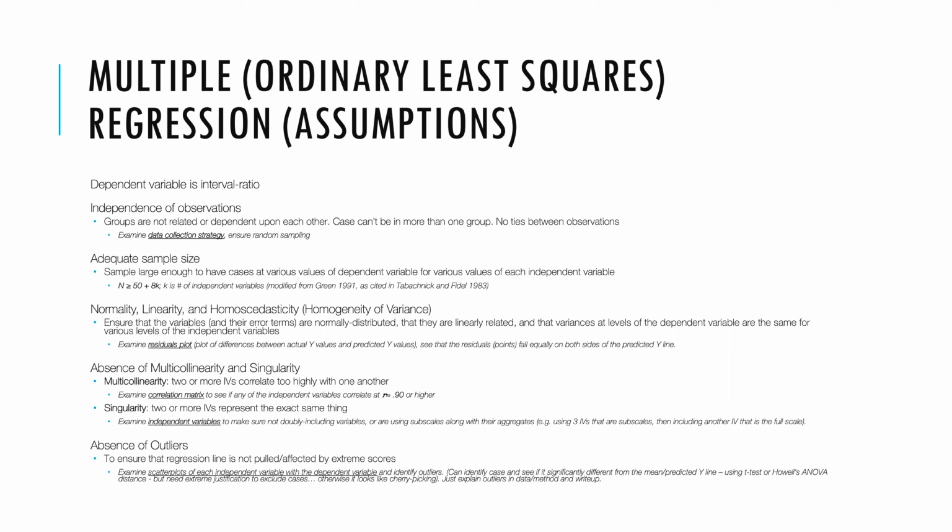We examine data collection strategy. We want to make sure that we're randomly sampling. Adequate sample size. Green, 1991.